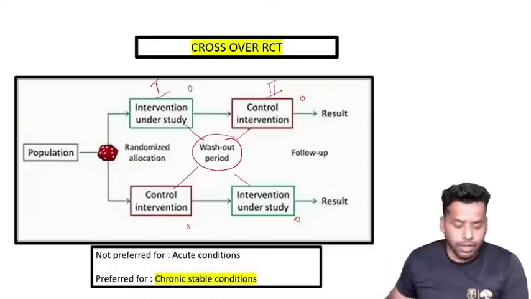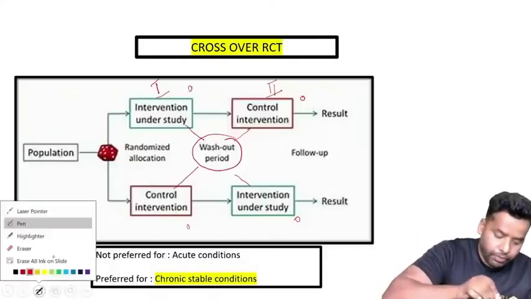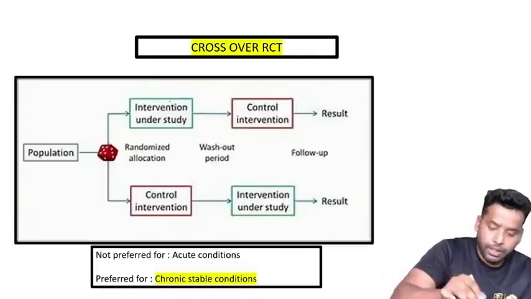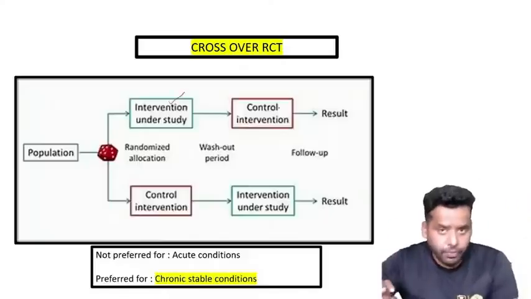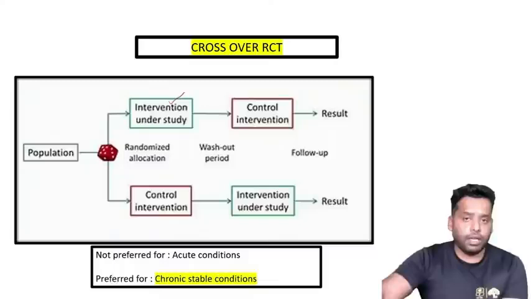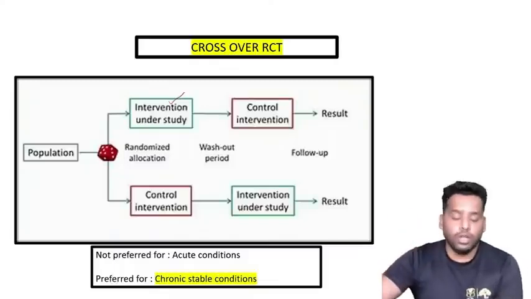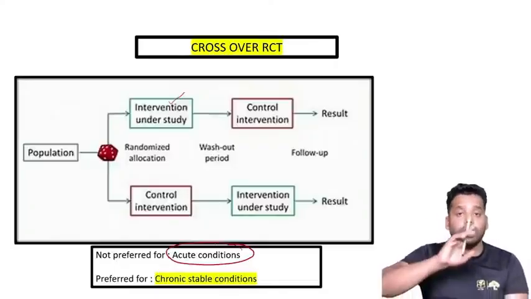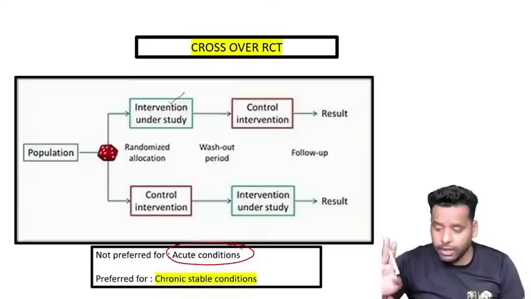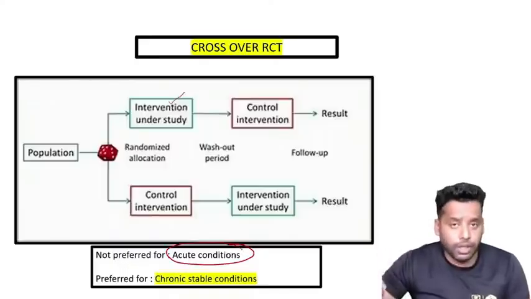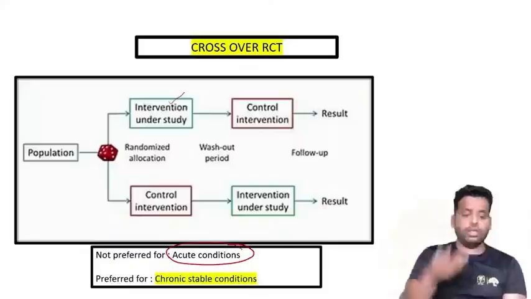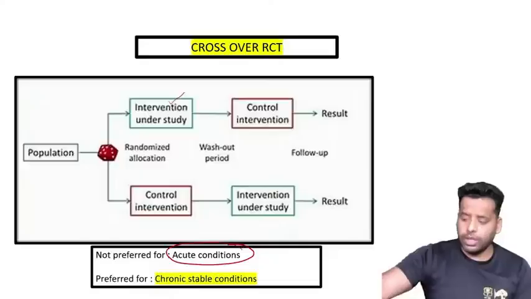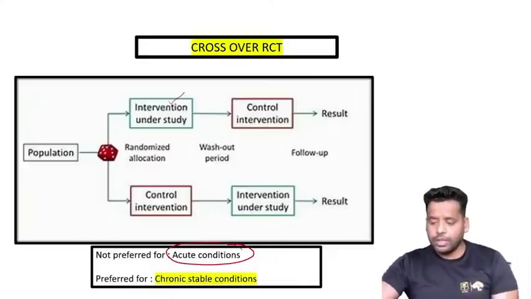But very important thing is, it is not preferred for acute conditions. What is the reason? Think and tell. If the patient is getting cure in phase 1 itself, the same patient will not be there in the trial because already the patient has got cure. So this is not preferred for acute conditions. This is not preferred for curative drugs. Common sense, if the patient is getting cure, no point in keeping the same patient in the trial.